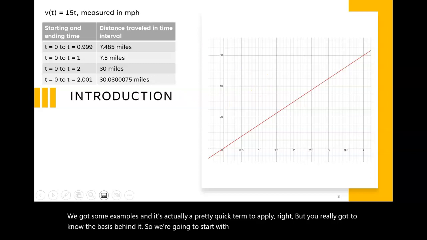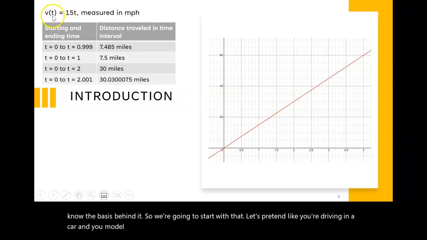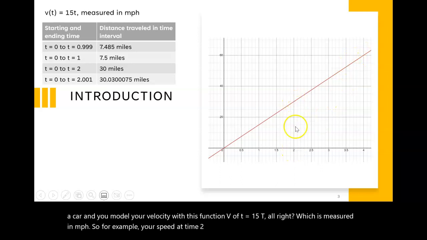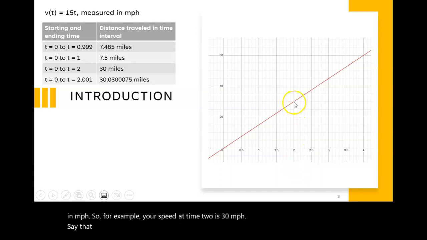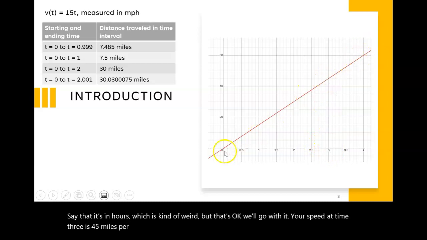So let's pretend you're driving in a car, and you model your velocity with this function v of t equals 15t, which is measured in miles per hour. So for example, your speed at time 2 is 30 miles per hour. Let's say that it's in hours, which is kind of weird, but that's okay. We'll go with it. Your speed at time 3 is 45 miles per hour, and so on. So there's this nice line that represents your velocity at a certain time.